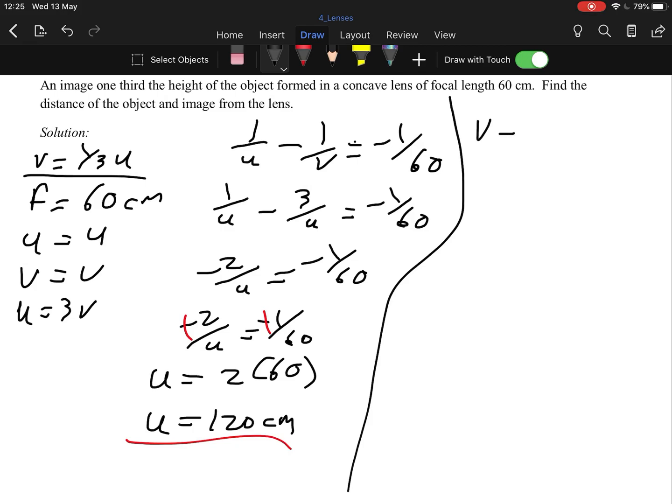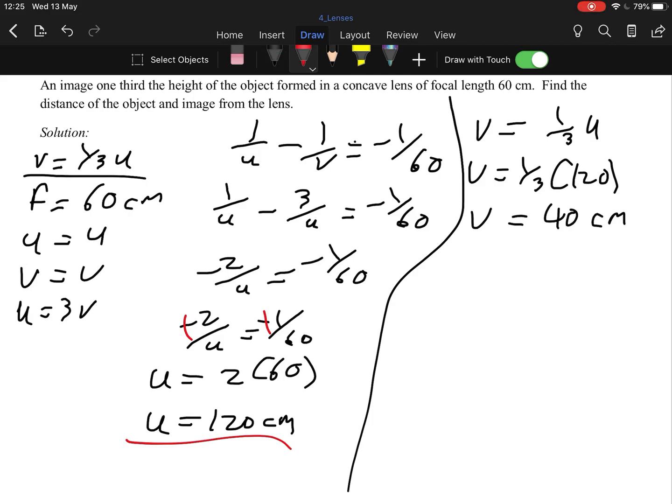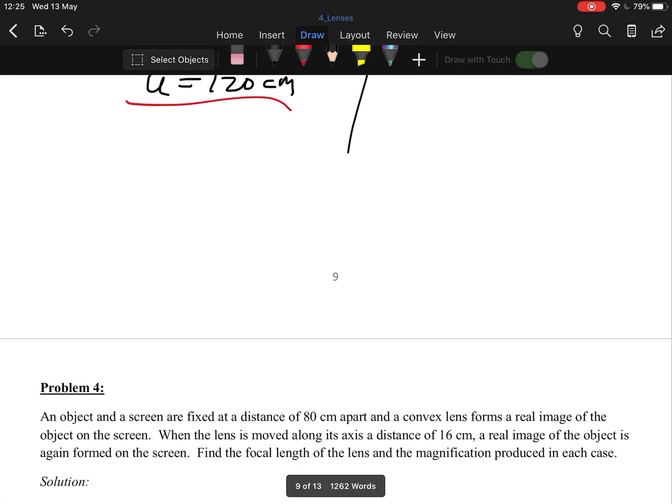We then find v. v is 1/3 of u, so v is 1/3 of 120, which is of course 40. And there you go. You could have done it the other way, guys. You could have said u is equal to 3v, sub your v value in up here and get the same thing. You would end up with v equals 40 and just multiply that by 3. Done. So again, fairly straightforward.